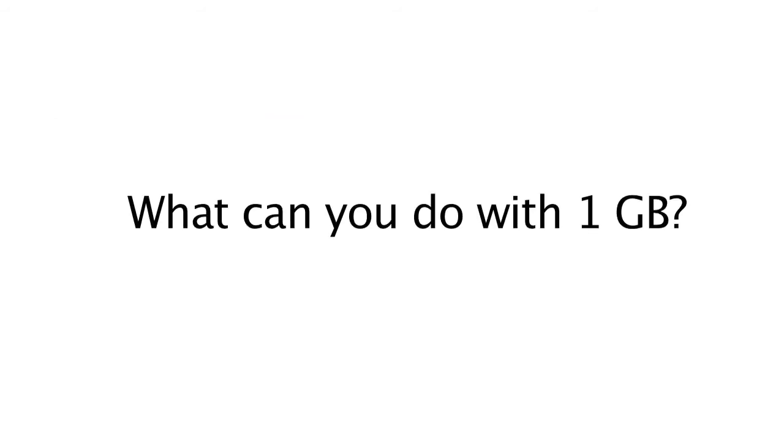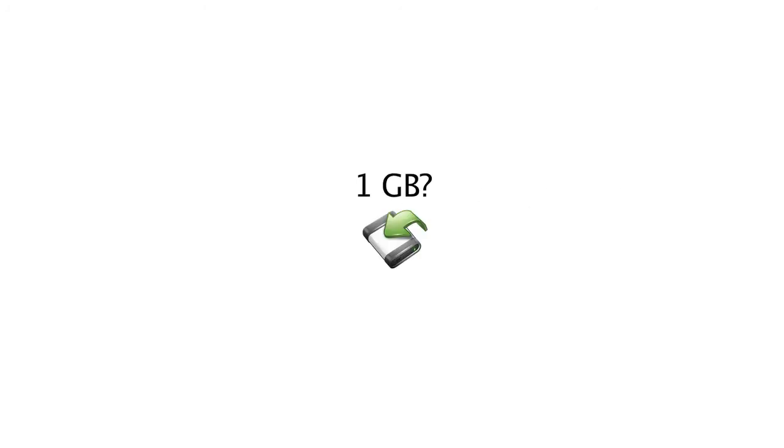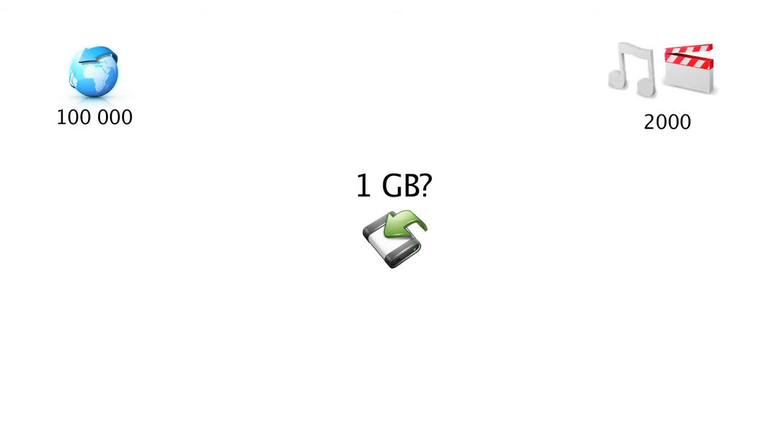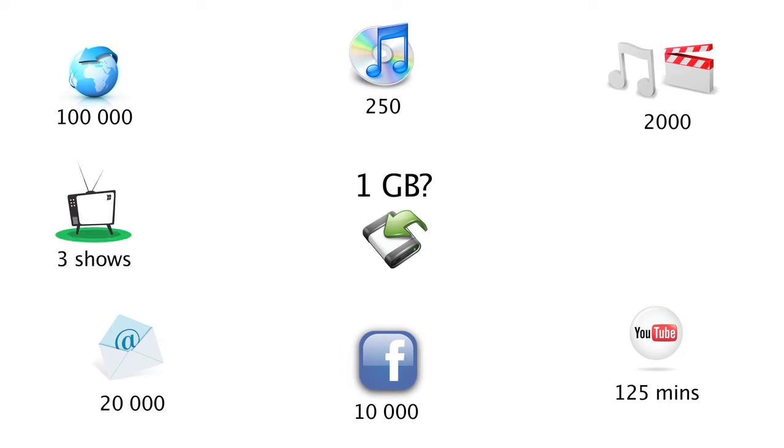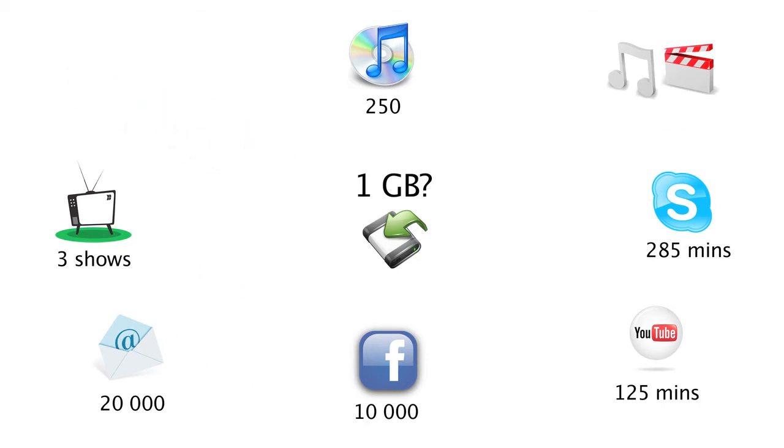So to make sense of all that, let's assume that your internet plan allows you 1 gigabyte of download per month. With that gig, you could browse 100,000 basic web pages, or browse 2,000 media-rich web pages, or send 20,000 emails, or watch 120 minutes of YouTube, or download 250 songs, or spend 10,000 minutes on Facebook, or download 3 TV shows, or spend 285 minutes on Skype. Remember that your average month's activities will be made up of a combination of all of these.